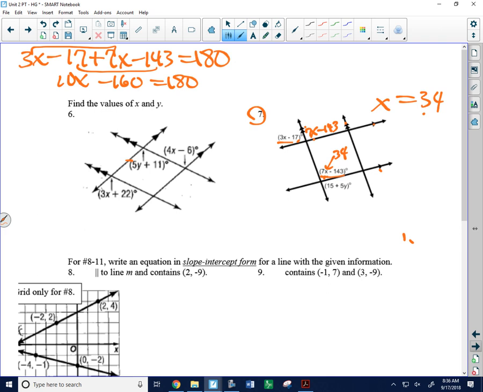So what do we got? 210, is that 238 minus 143, I think.